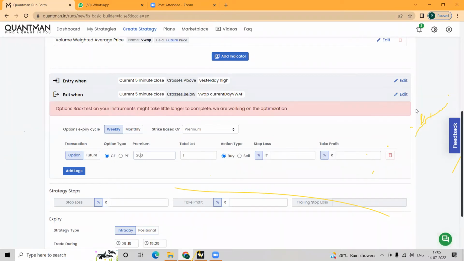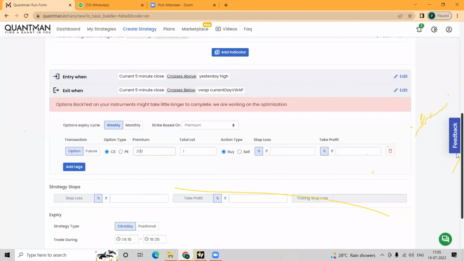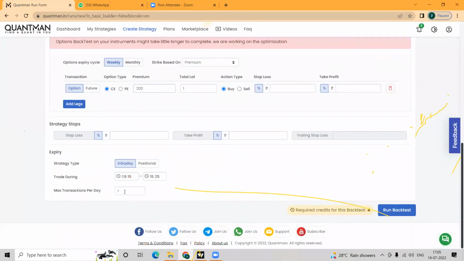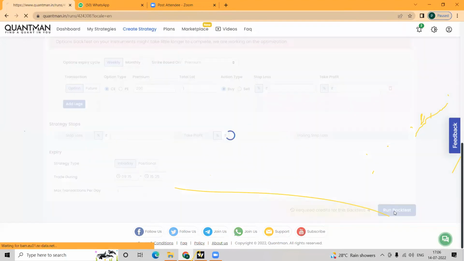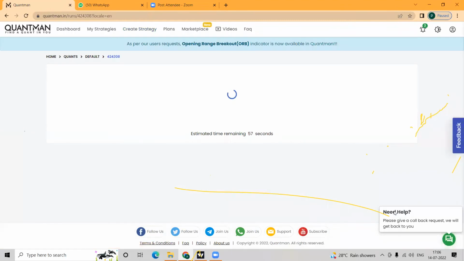If you want to give a stop loss you can, but I'm not going to give a stop loss. For maximum transactions per day, maybe you can give 10, but I stick with 1. So run the backtest. It takes around 1 minute. In between that time, I will walk you through the marketplace.